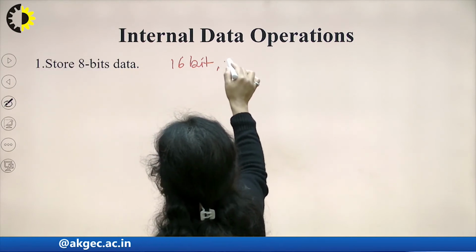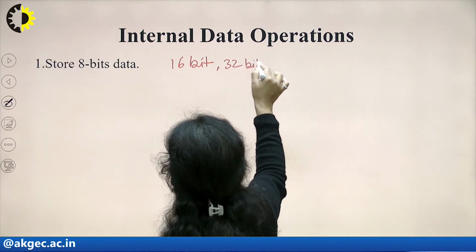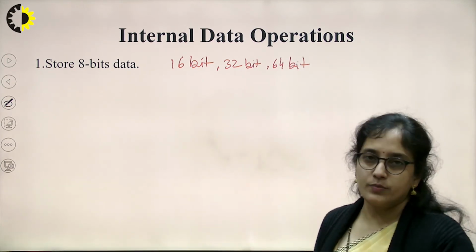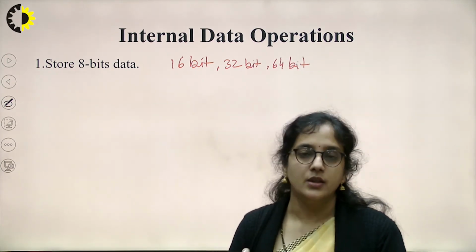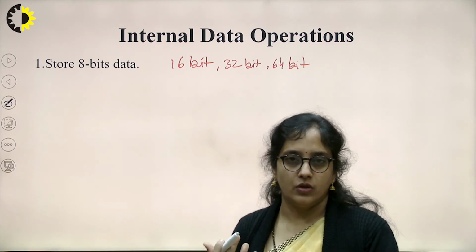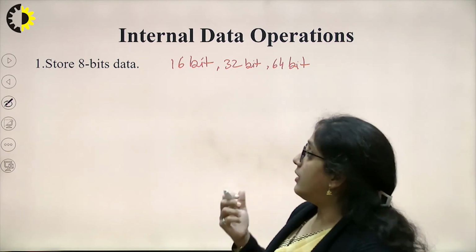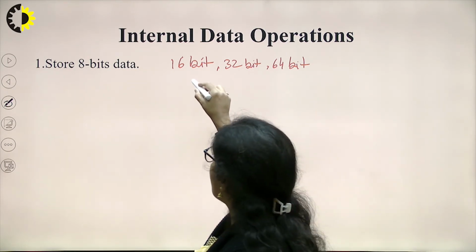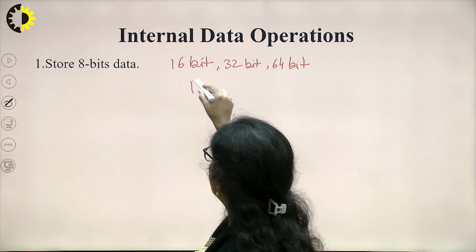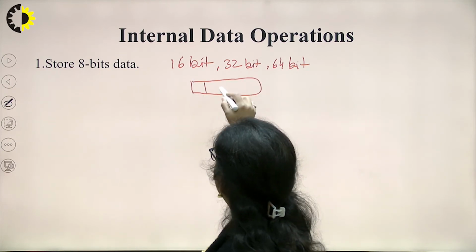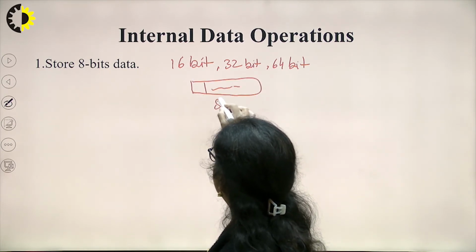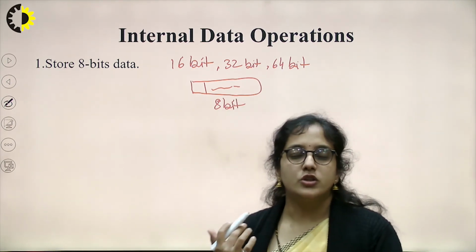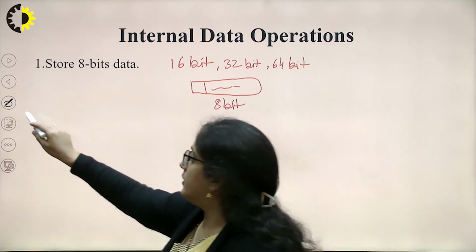It may be 32-bit data, 64-bit. It depends on the microprocessor speed, how much data it is going to operate on at any time. But the storage, the register size will be 8-bit minimum. So minimum this will be 8-bit for any register. Okay, so it stores 8-bit data.